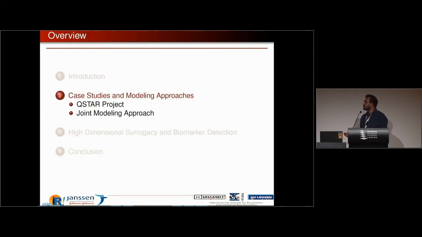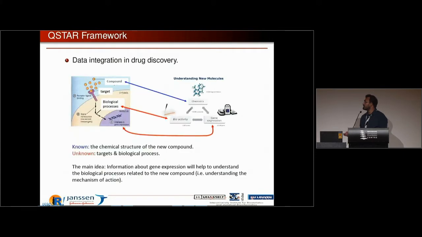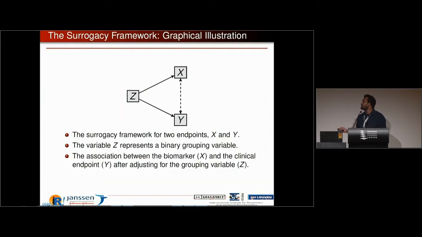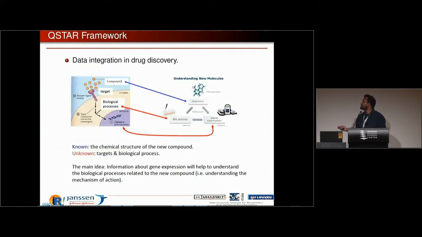This data is from a project of Janssen, and the main idea was to check if we can use the gene expression data to understand the mechanism of action of a new compound. So, like I said here, we had three data sources. We had the data on gene expression, bioactivity, and the chemical structure of the new compound. The bioactivity data is like the pIC50 or IC50 values of the drugs.